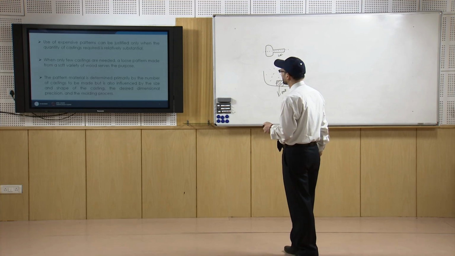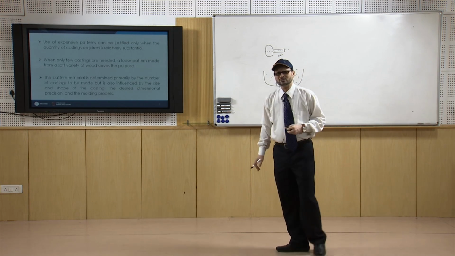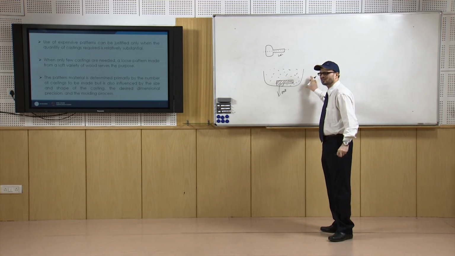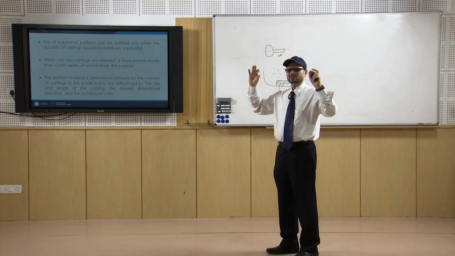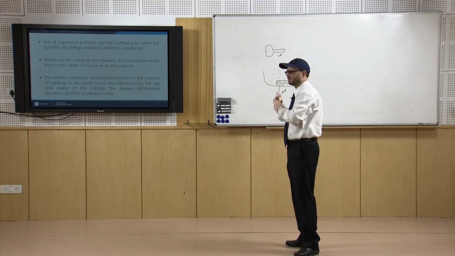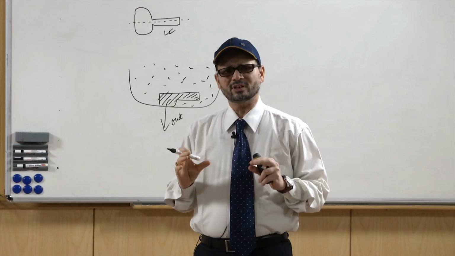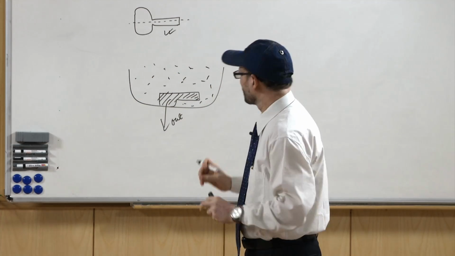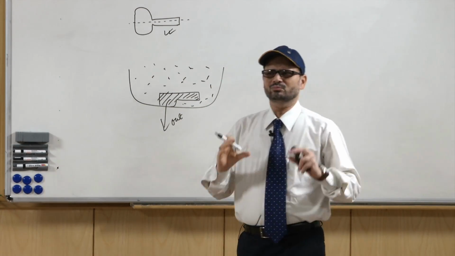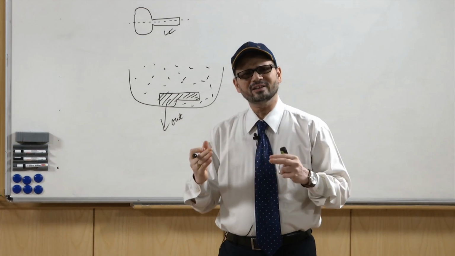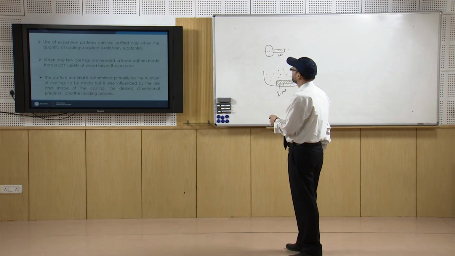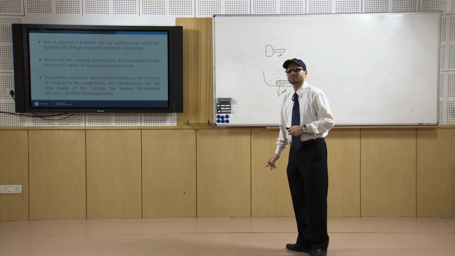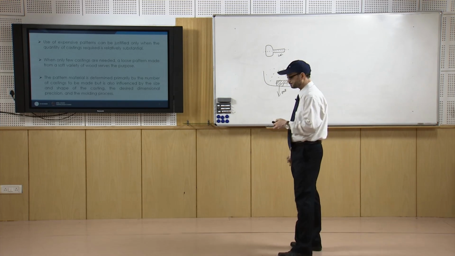When only few castings are needed, a loose pattern made from a soft variety of wood serves the purpose. That is what we discussed, that when you need only one item or two items, you need not go for the pattern which is very costly, only on the assumption that it will give a very accurate result, because we have to see the viability in terms of economics also. So, in that case even the loose patterns from soft variety of wood will serve the purpose.